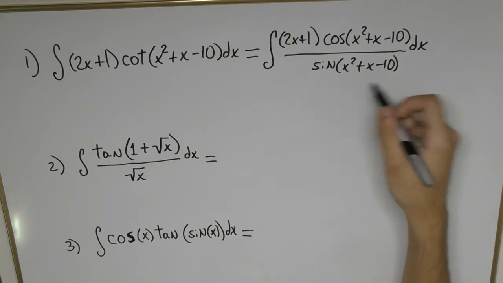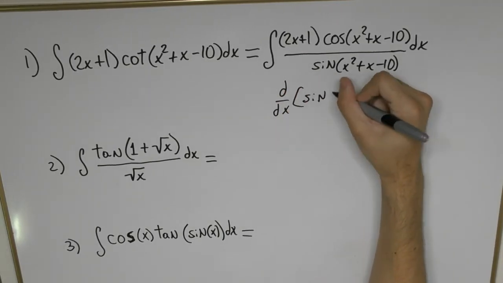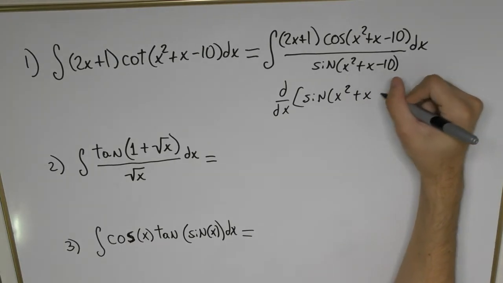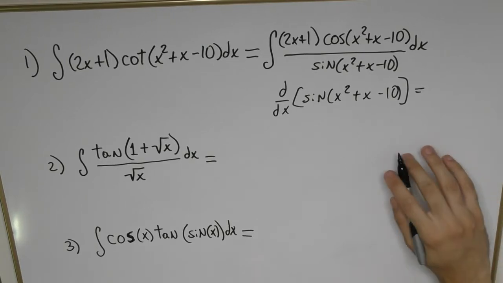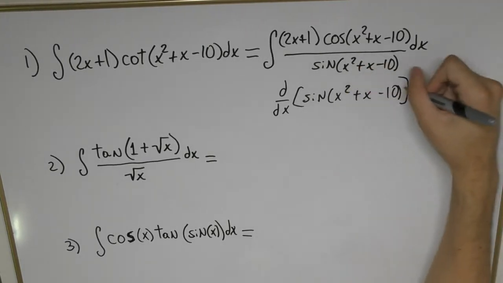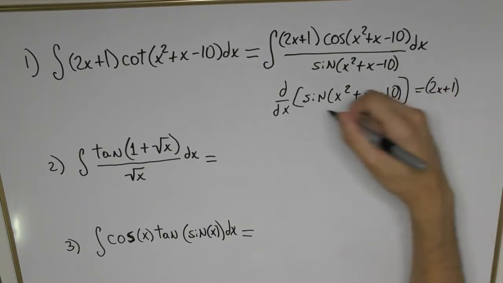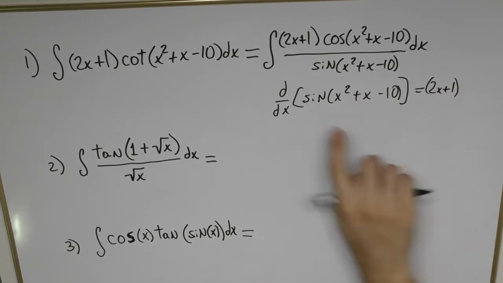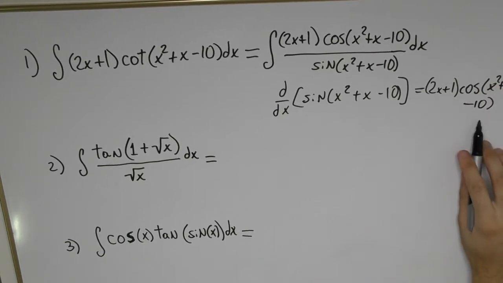So let's differentiate the function. In the denominator we have sine of x squared plus x minus 10. Now what are we going to get from that? Well, we're simply going to get the derivative of the argument, which is 2x plus 1, and that's going to multiply the derivative of the outside, which is a cosine function, and that's going to contain x squared plus x minus 10. Okay, so that's essentially what we're going to have here.